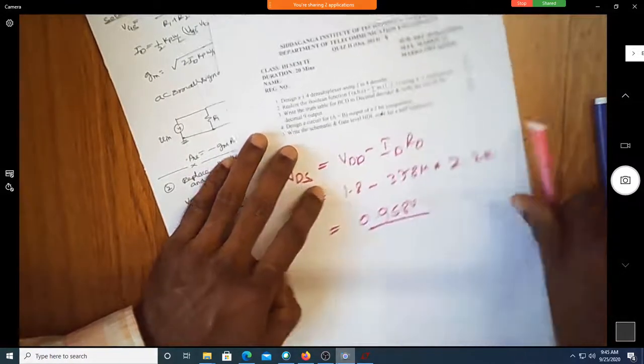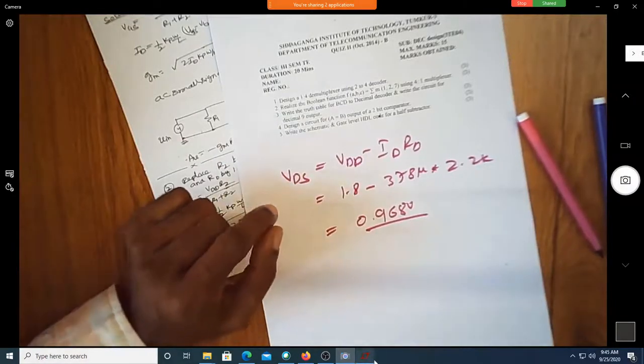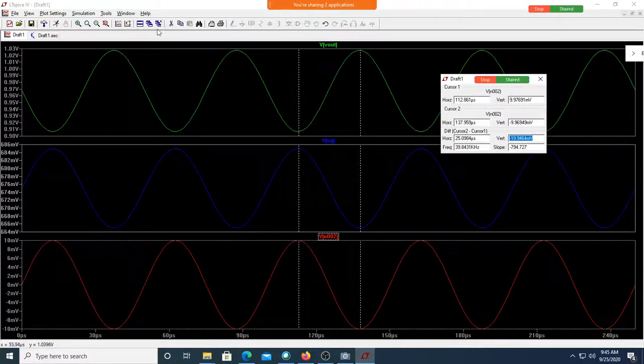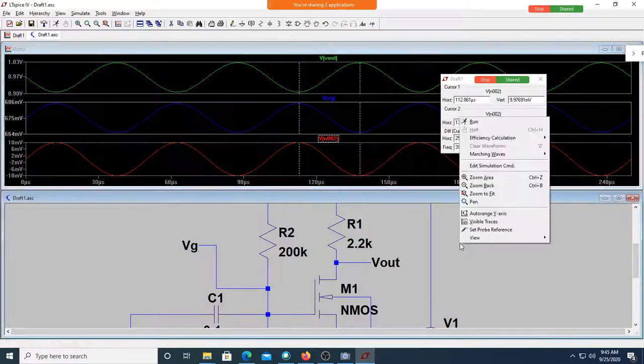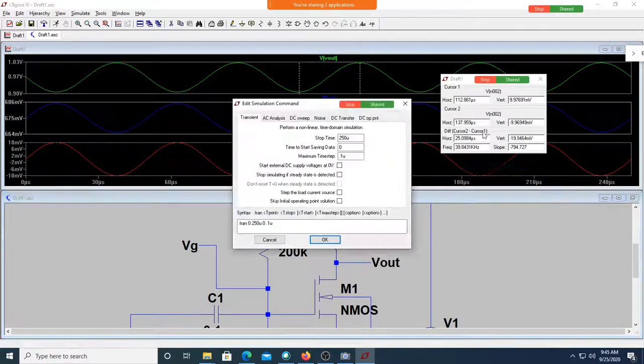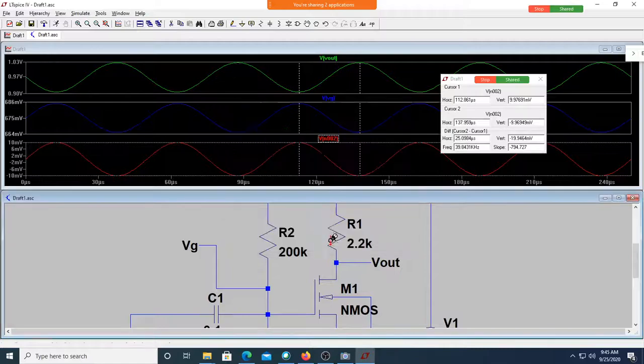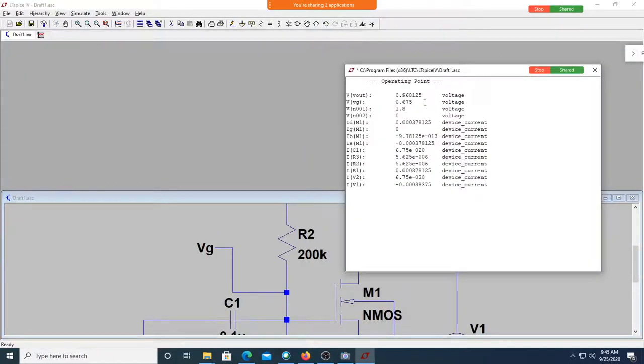0.968 volt. Of course, what we'll do is go back to the simulator and simply do dot OP and try to find out whether we get that point or not. So I'll do this dot OP and then run this. Can you see that voltage here? Yes. Can you see that V out is equal to 0.968, what you calculated? Yes, sir.